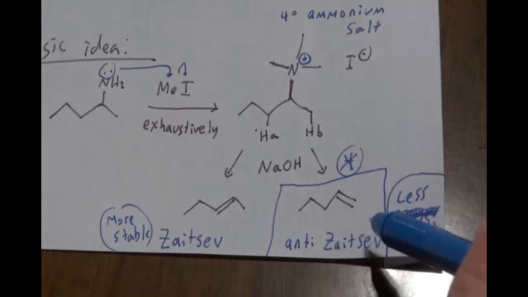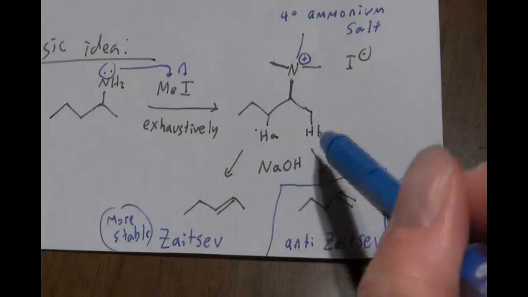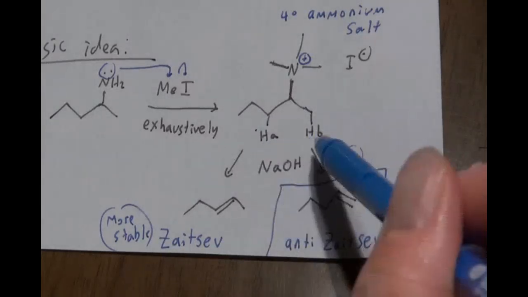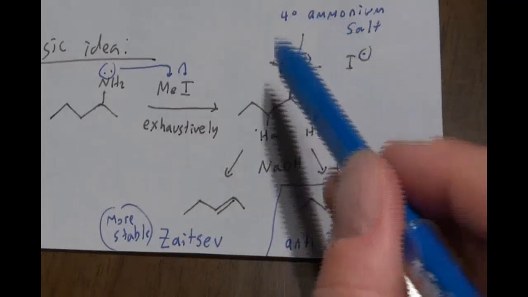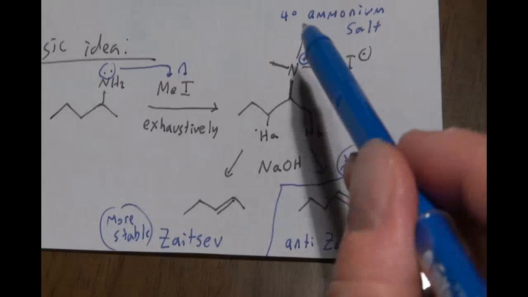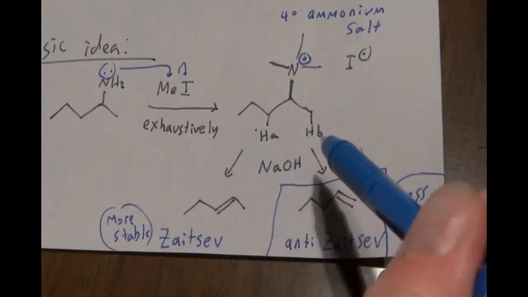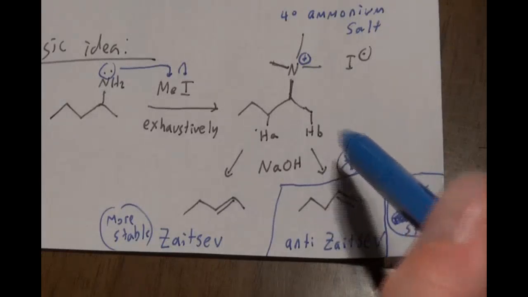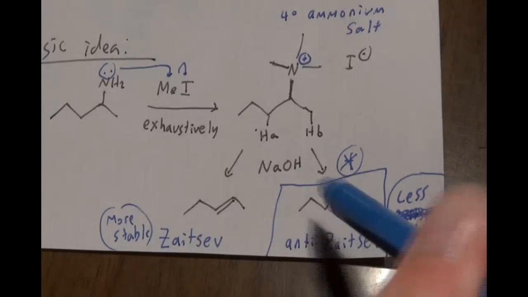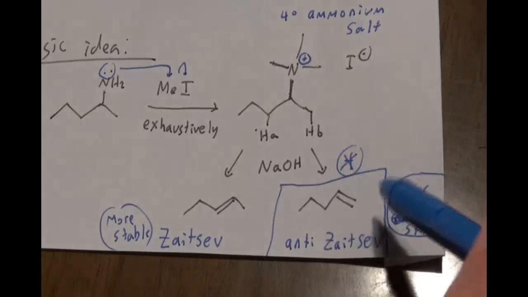And there's a reason for that. In a nutshell, it's because when the base is trying to figure out which proton to take off, there's a big steric effect of all the methyls. So the methyls affect the steric hindrance around these two sites, and HB is easier to access by the base. So even though the product is less stable, kinetically sodium hydroxide has an easier time getting to HB. So that's why the anti-Zaitsev product dominates. Okay, all right.